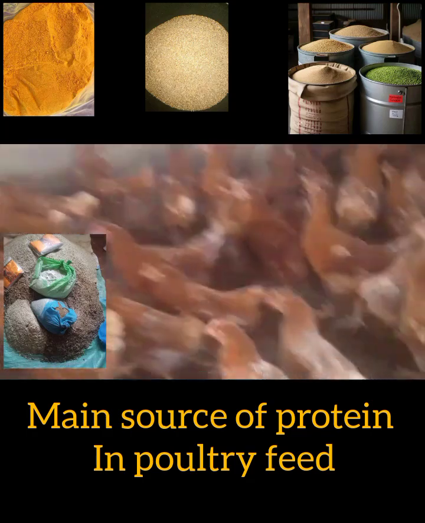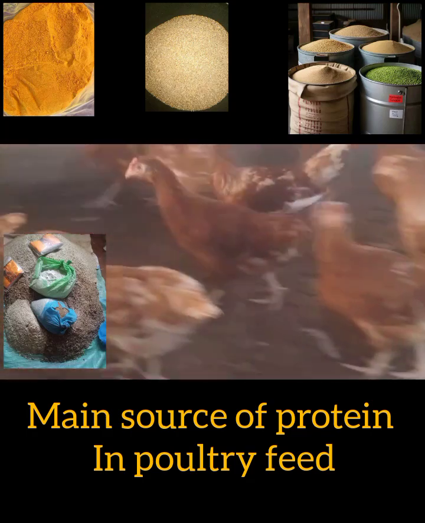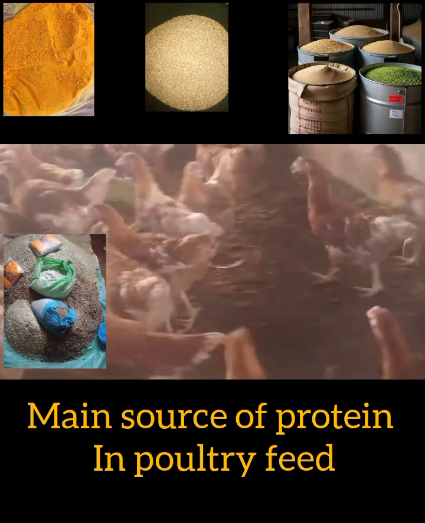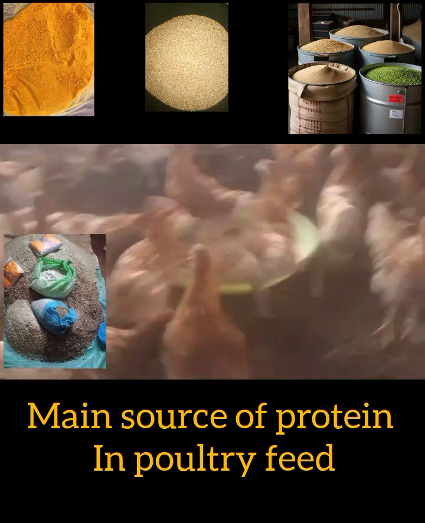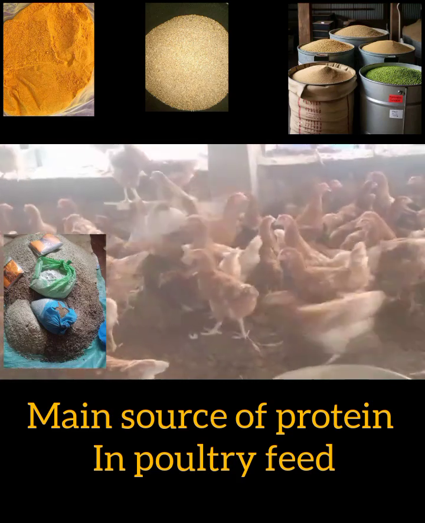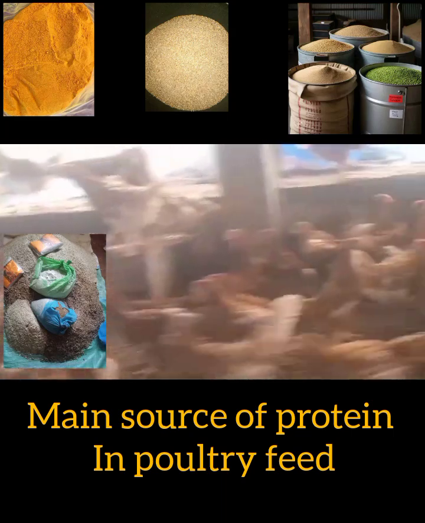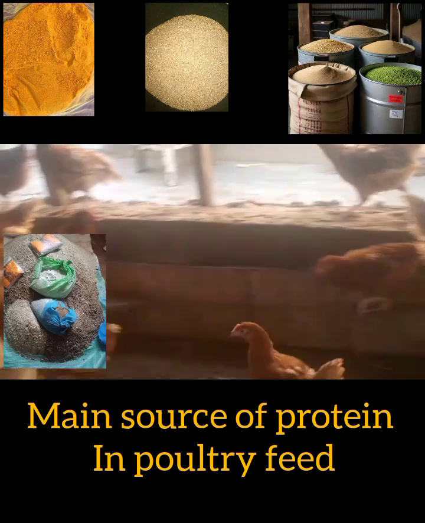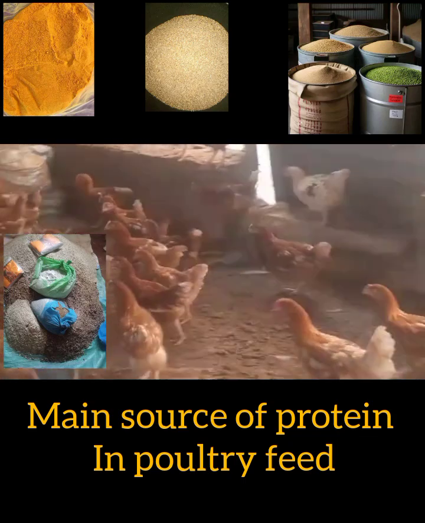Another source of protein for animal feed na fish meal. This one get high protein feed ingredient, and they use them for poultry feed. Another one they call them corn gluten meal. Na byproduct of corn. Na main source of protein for poultry feed or animal feed.